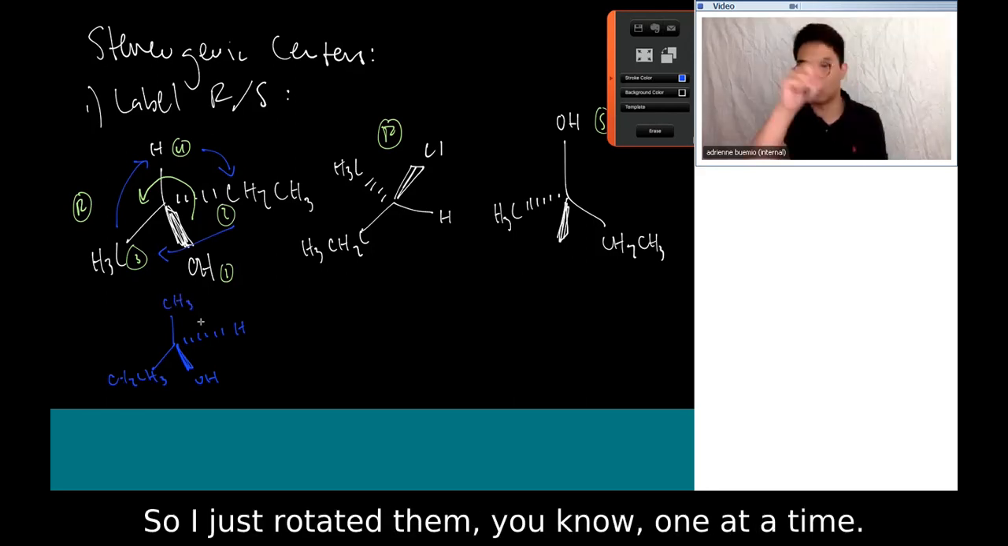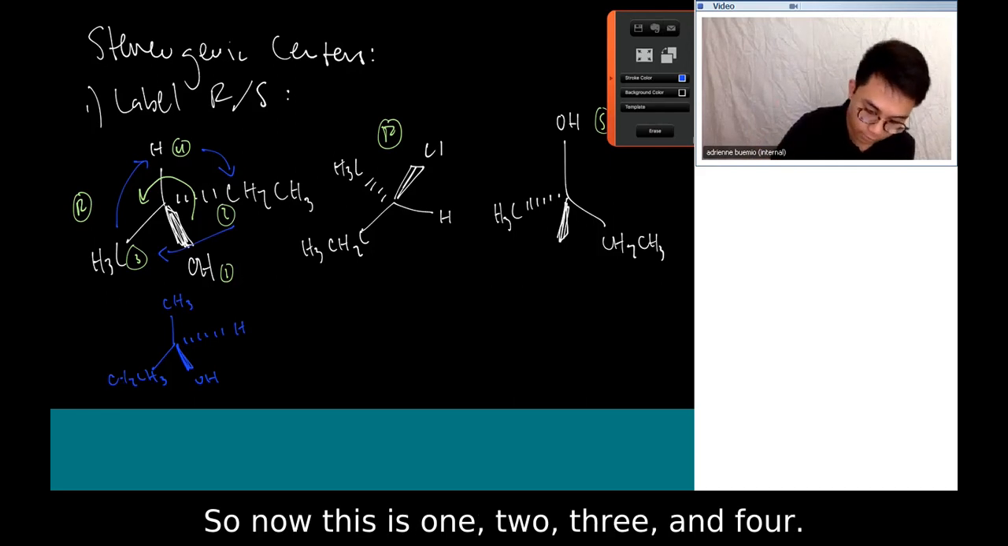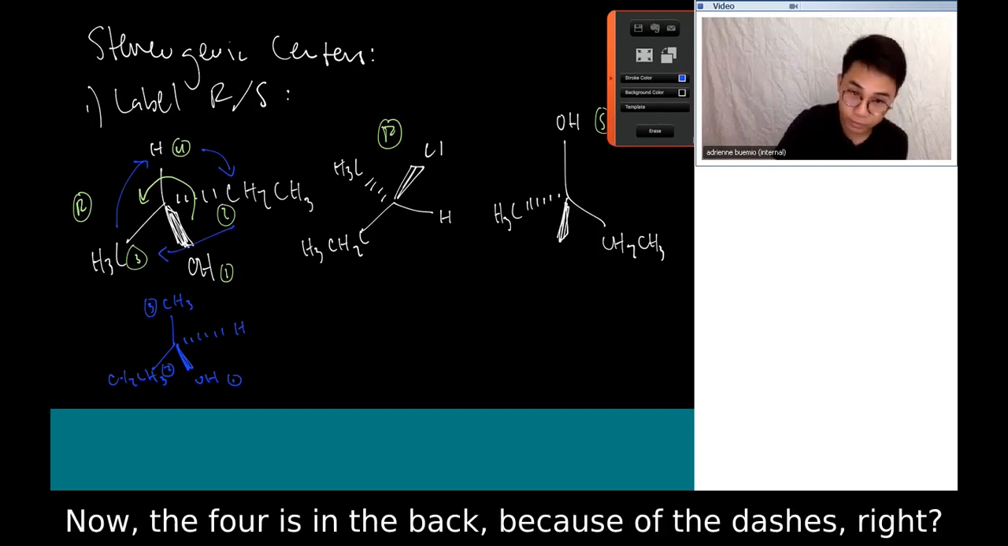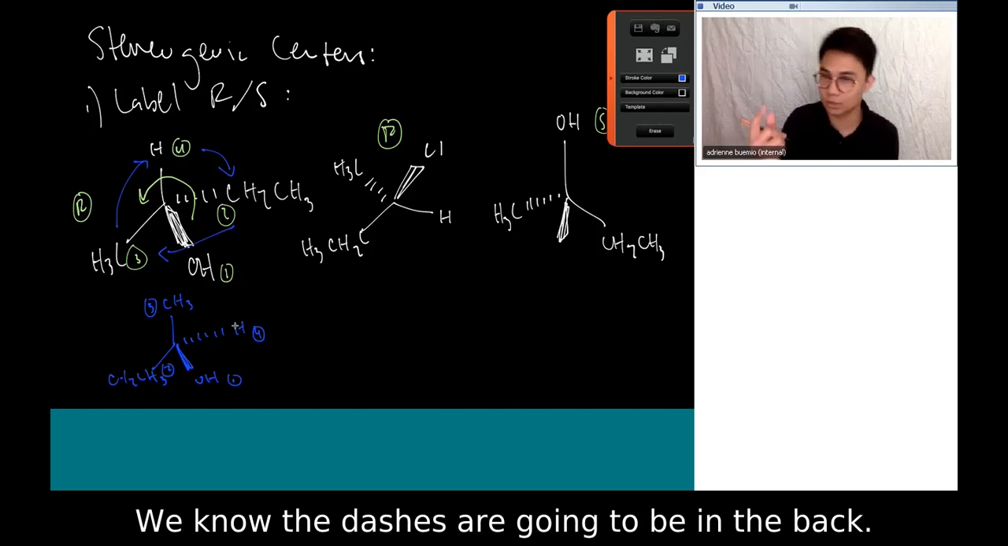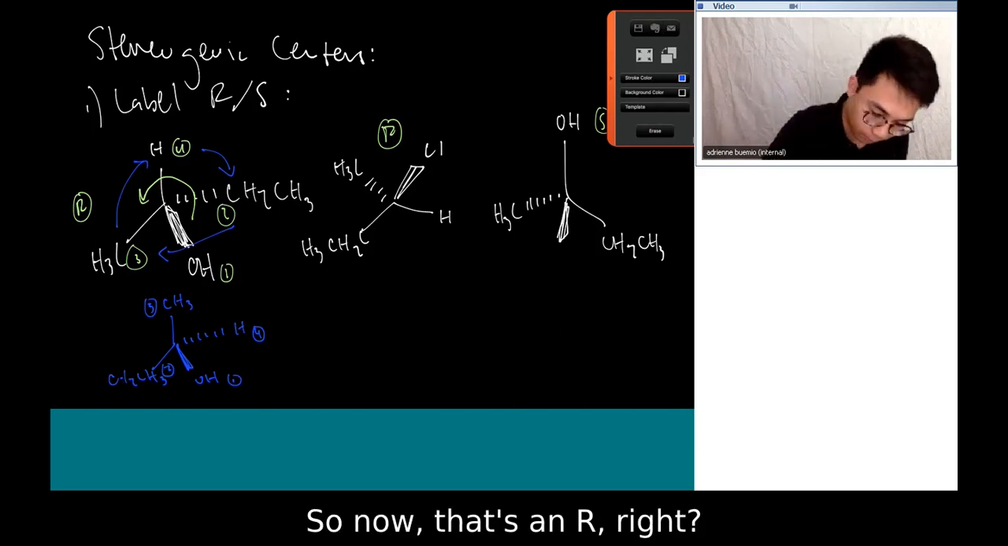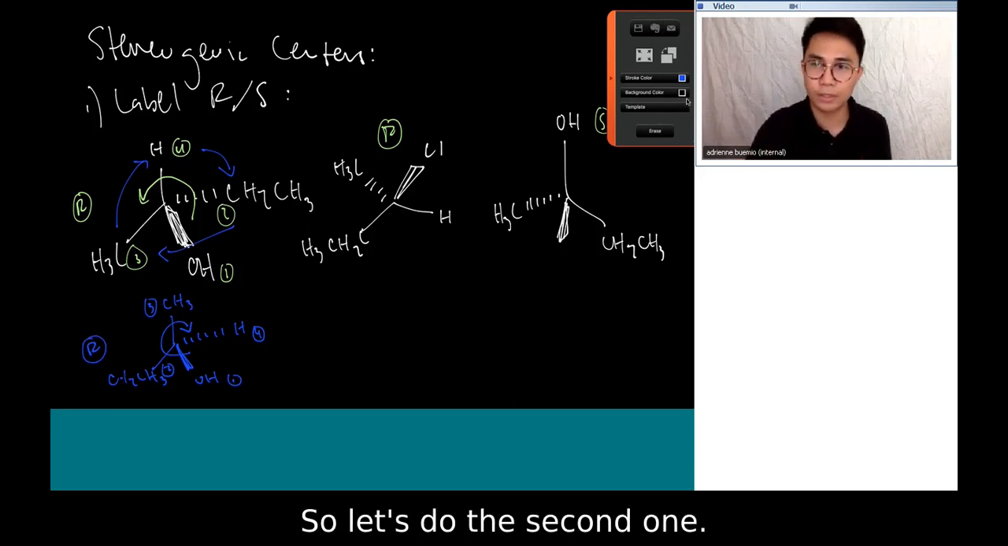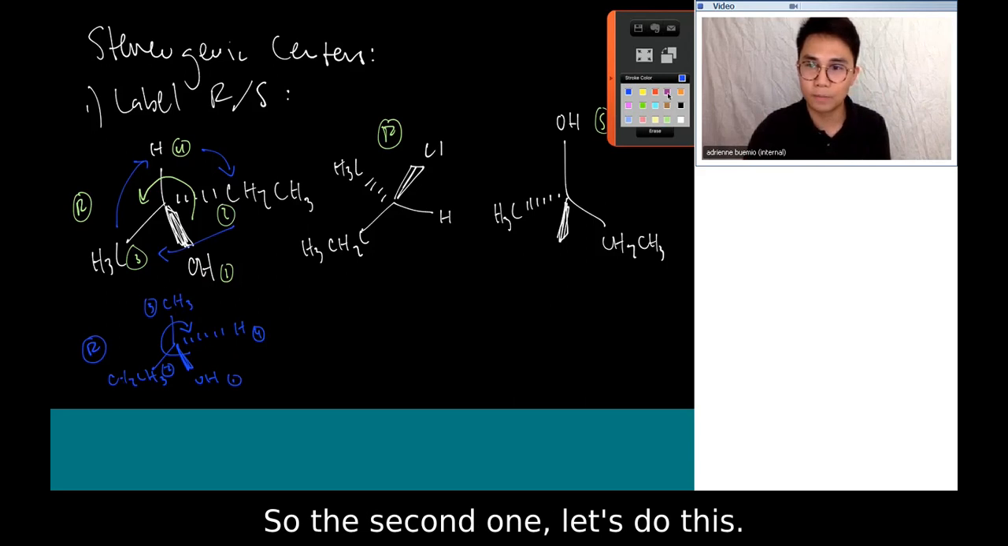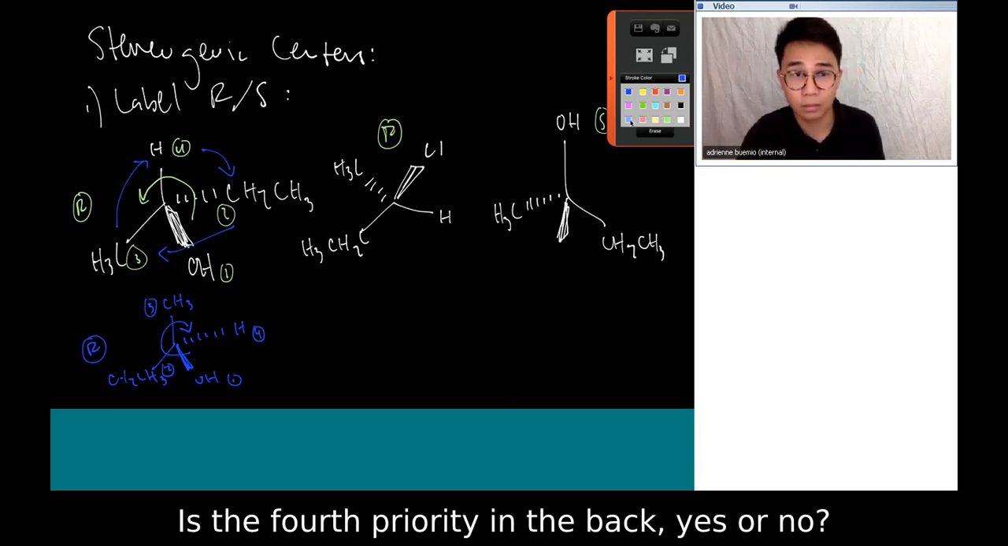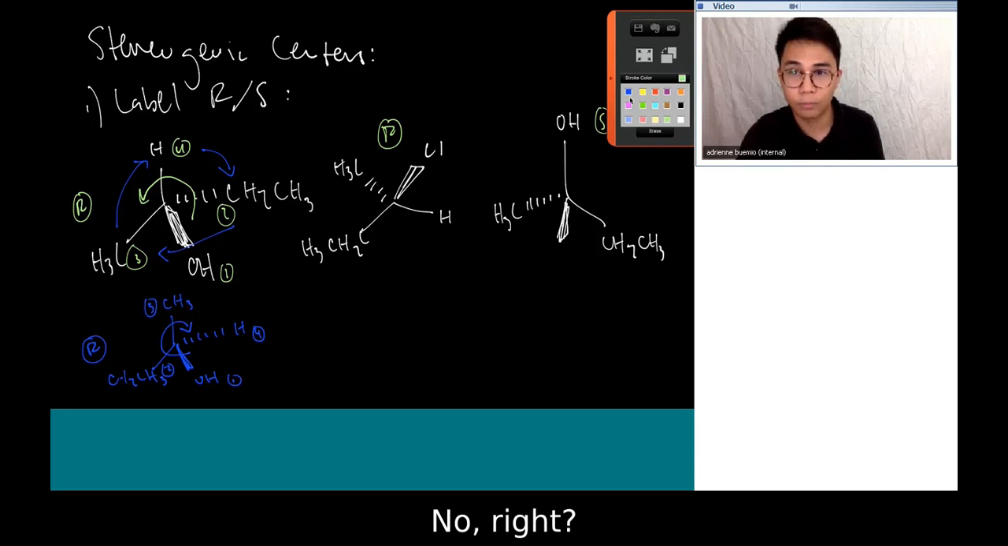So now this is 1, 2, 3, and 4. Now the 4 is in the back because of the dashes, right? We know the dashes are going to be in the back. So now that's an R. That's where I get our R from. So let's do the second one. Is the fourth priority in the back? Yes or no? No, right?